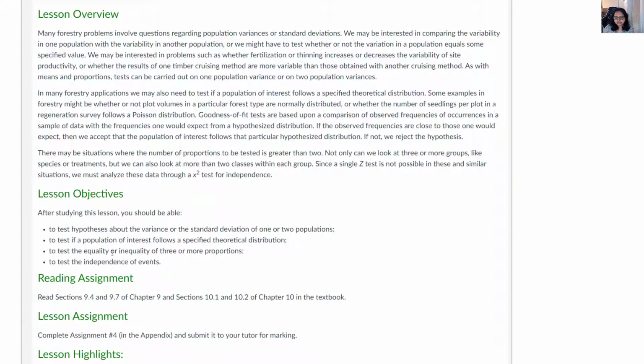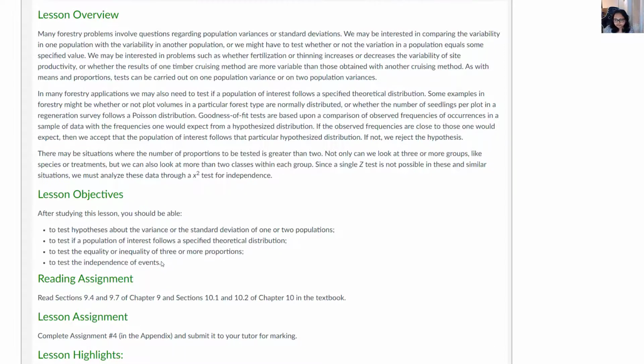The last one is that we would like to see, if we have two factors or two variables, and we collected information for those two variables in a population and have the sample data, whether those two variables, the two events we have, are actually independent or not. So that's what I would like to show you.